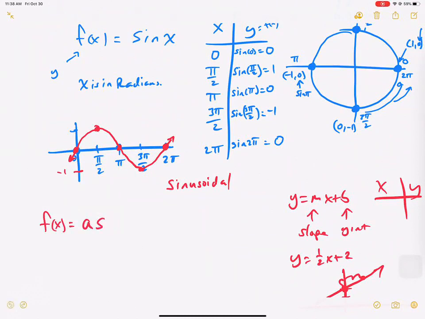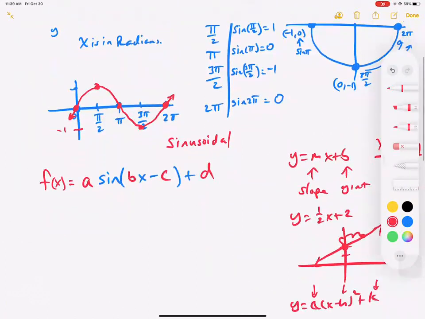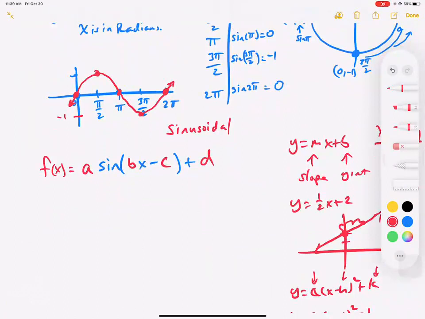Let me actually switch to different colors so you guys can see it stand out. A sine, and we write parentheses, b x minus c, then plus D. If you see the letters in red, we have letters A, B, C, and D. And each of these will apply to a characteristic of this graph, and it will change the characteristics of it.